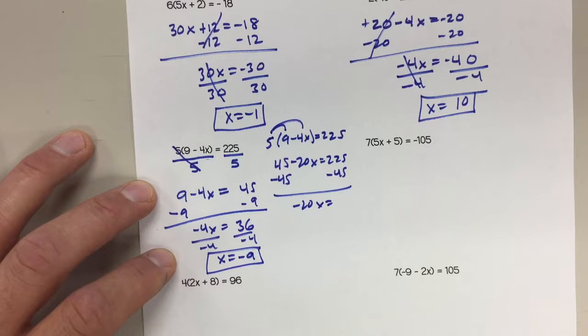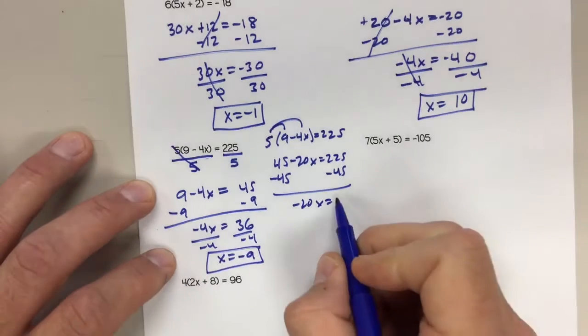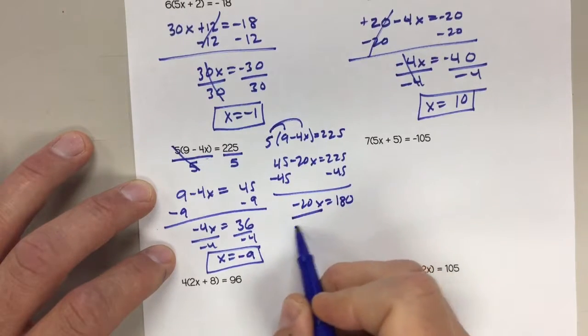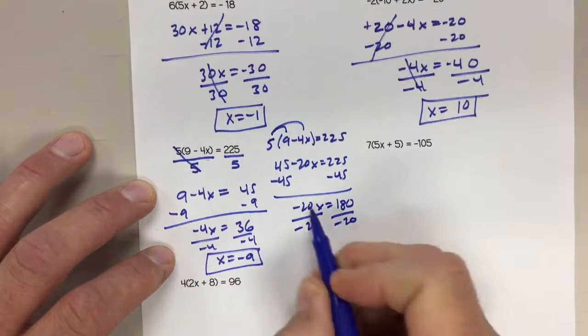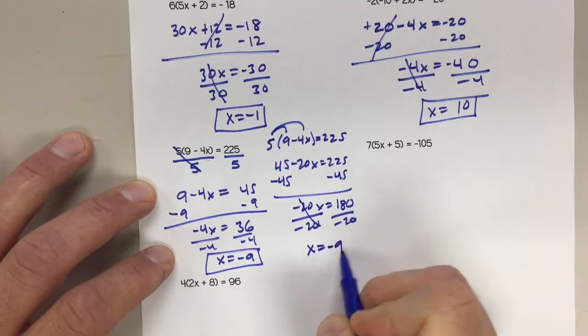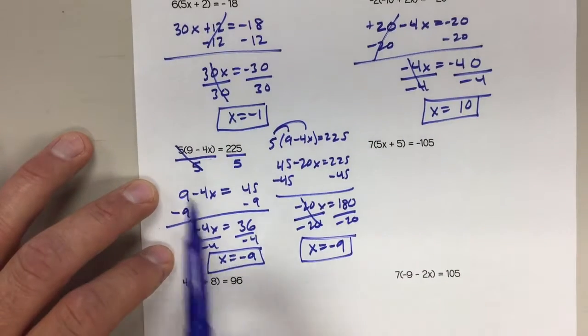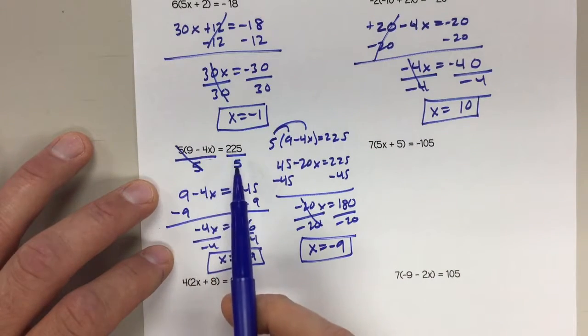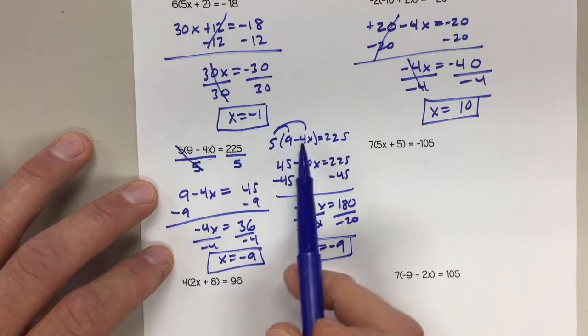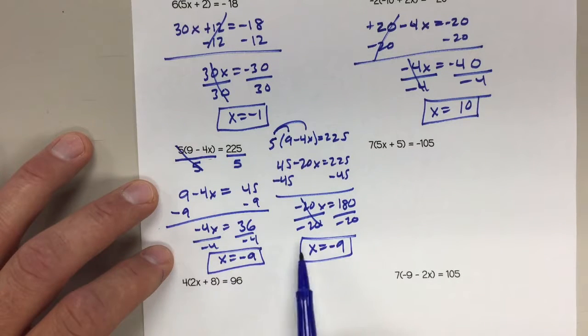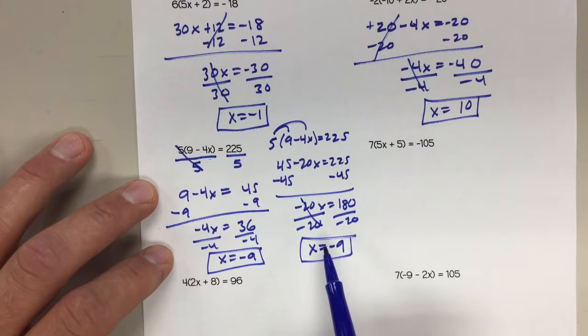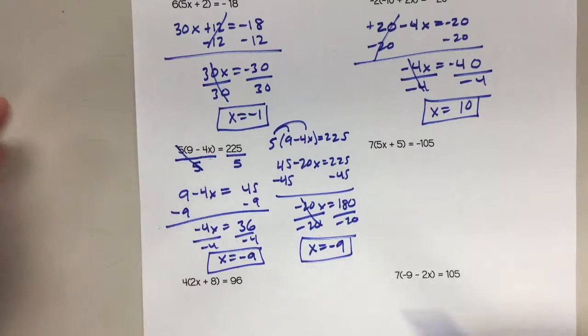225 minus 45, which is 180. Divide both sides by negative 20. I'd get x is negative 9. So either way, whether you divide by that number on both sides or you distribute it, you'll get exactly the same answer. And if you look, it's almost exactly the same amount of writing too. So it's really your choice, whichever one you prefer.